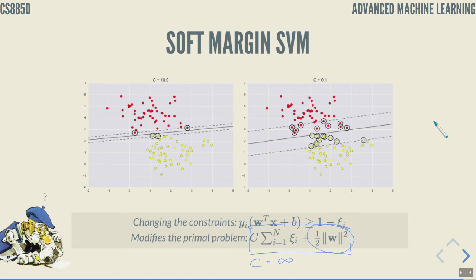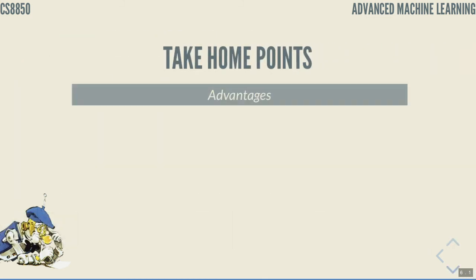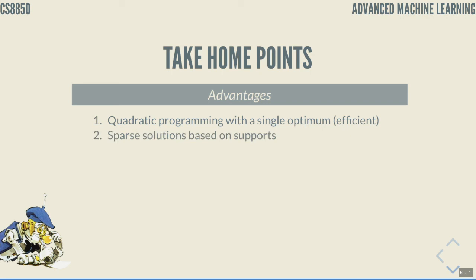Okay, so what did we learn? Take home points. Advantages of SVM. Quadratic programming with a single optimum is very efficient, although still quadratic. We do need linear or sublinear methods for big data. Sparse solutions based on supports. Sparse is good and easy to handle. And when we get just a few supports, prediction is actually blindingly fast. And that's important in practice, in production. And then because of the large margin, we get great generalization, unlike other methods.